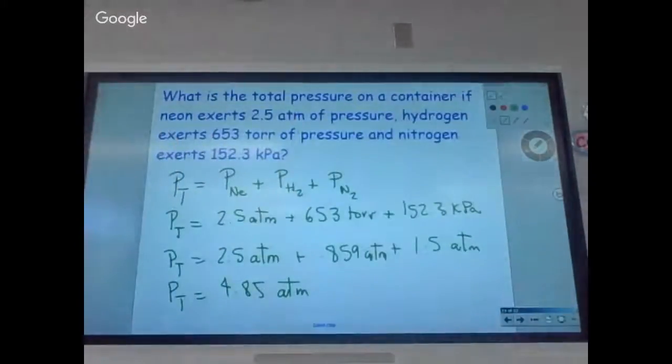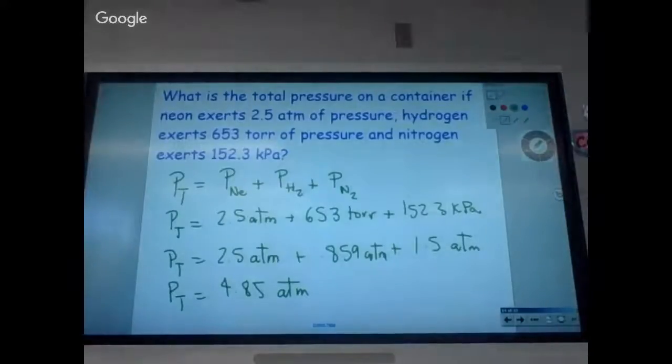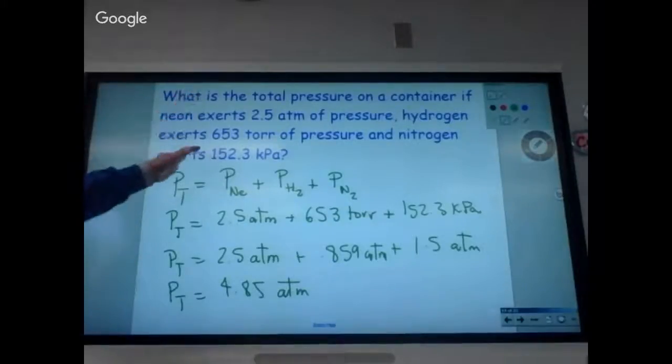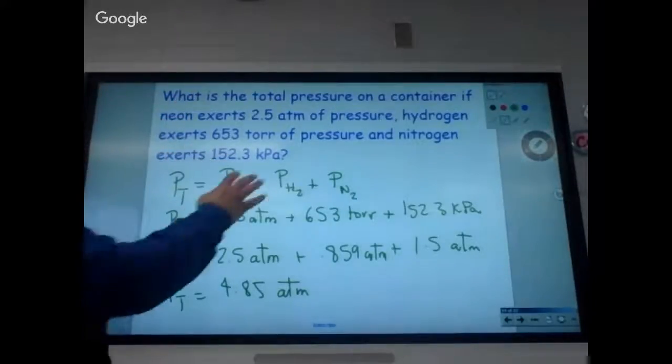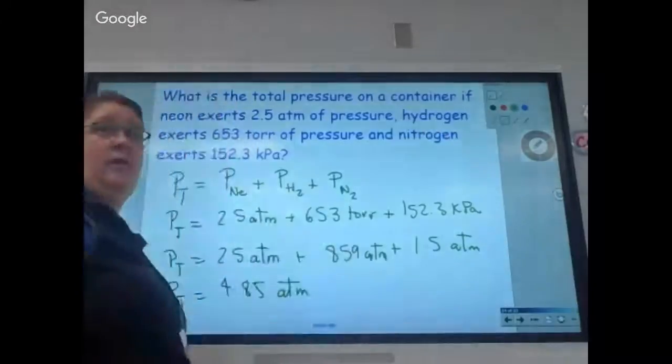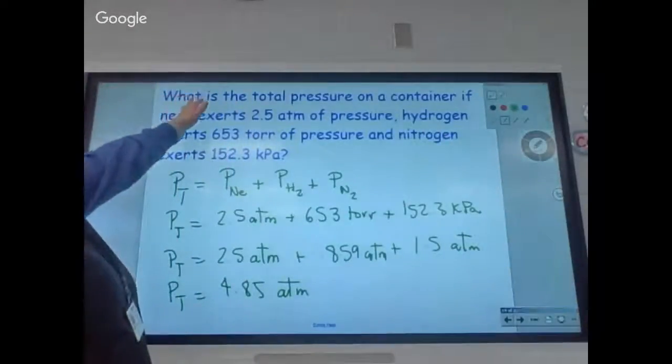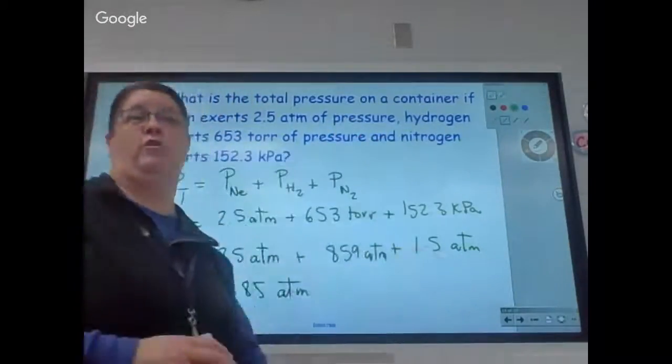Okay, so this P equals 4.85. Is that the same pressure that we use? Okay. So like this, they give us all the pressures. If they were going to alter this and you had to find a partial pressure, let's say for nitrogen, for this last one, they would have given you the total pressure, and you would not know the partial pressure of nitrogen.